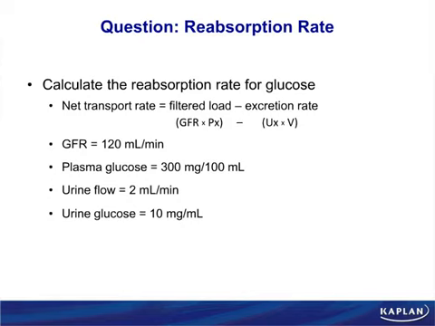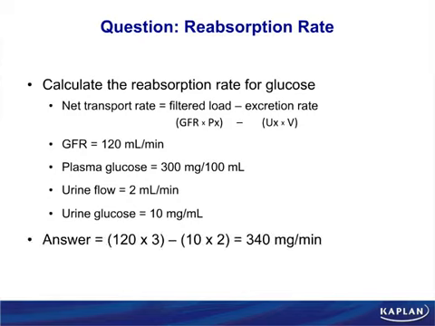So the answer is the reabsorption rate of glucose is going to be equal to the filtered load, which is GFR times plasma glucose concentration. So 120 times 3 is your filtered load. Then you're going to take urine concentration of glucose times urine flow rate, and that's going to give you the excretion rate. You subtract that, and you see that the reabsorption rate of glucose comes out to be 340 milligrams per minute. So this is a classic calculation that you will see in renal physiology. So be familiar with these types of calculations.